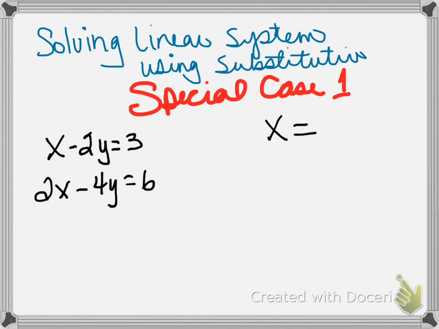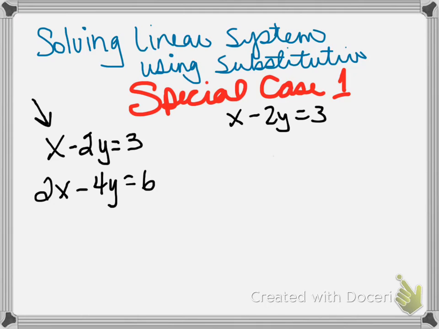so we want to get x equal by itself or y by itself. It doesn't matter. We just have to solve for one. And if we look at equation 1, there is a variable with no number on it, and that's the one we want to solve. And so I'm going to go ahead and solve for x in equation 1. So here we go. X minus 2y equals 3.